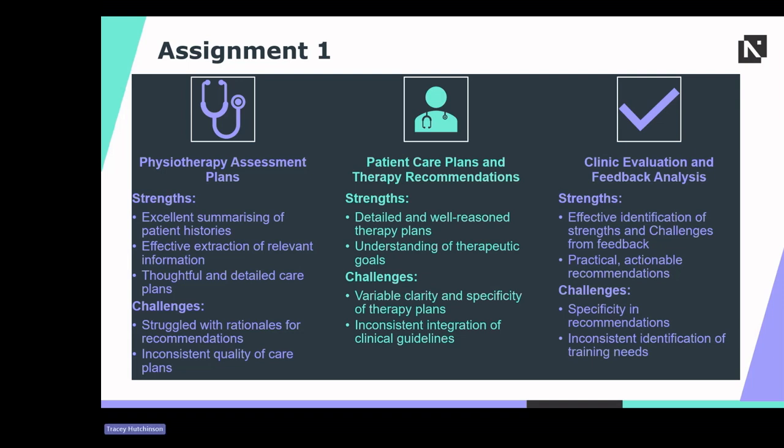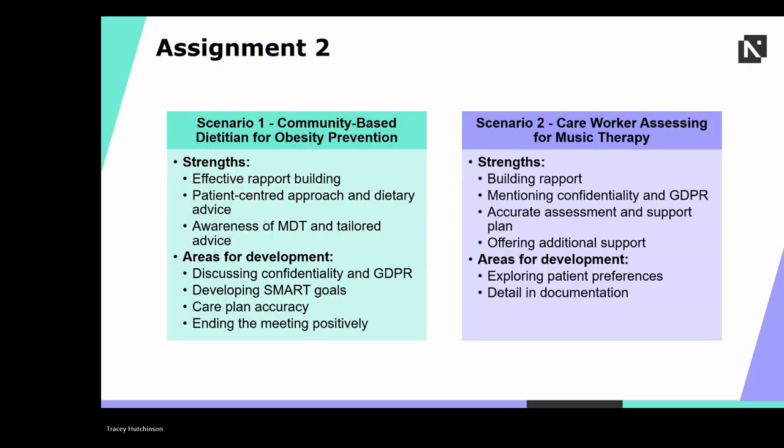In clinical evaluation feedback analysis, students showed strong analytical skills by identifying strengths and challenges from clinic feedback and offering practical recommendations. However, some struggled to provide specific, actionable recommendations and inconsistently identified training needs. To improve, we need to emphasise translating feedback into specific improvement strategies and offer clearer guidance on identifying and articulating training needs based on feedback.